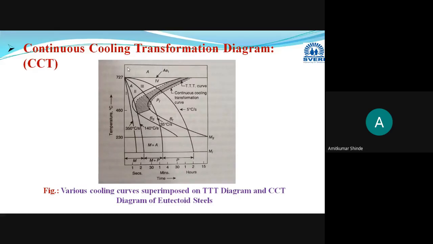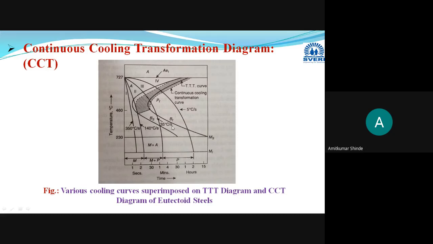A number of specimens of steel are taken. Those specimens are heated in the austenitic region and cooled with a constant cooling rate to some definite temperature. Here we are doing continuous cooling, and randomly at definite intervals of time, one by one, we select the samples. After cooling, we observe the microstructures, and whichever phases are there, we plot them by taking the temperature as a function of time, and we obtain a curve.